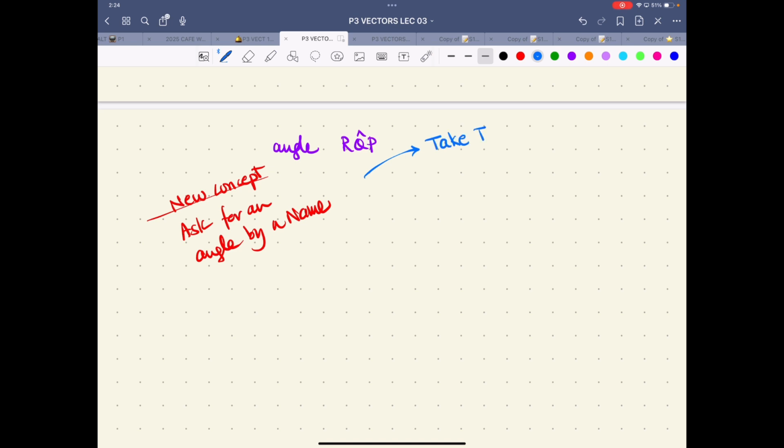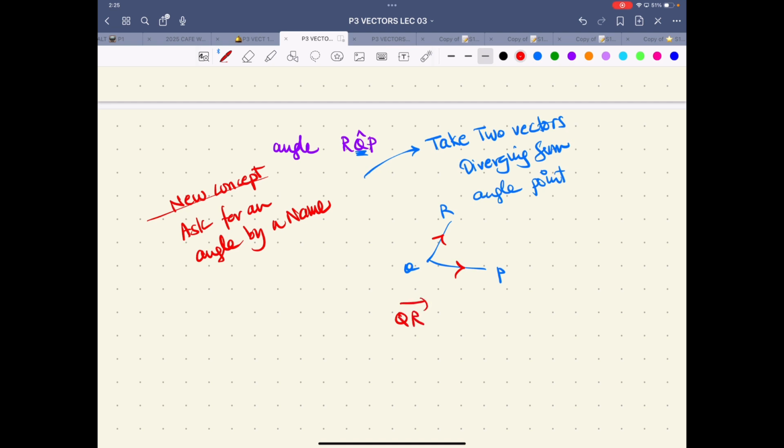Take two vectors diverging from the angle point. What do I mean by this? This is where the angle is made, Q. So the vector is like this. This is R, this is Q, this is P. Take two vectors which are diverging from that point. So which two vectors are we talking about? QR and QP.